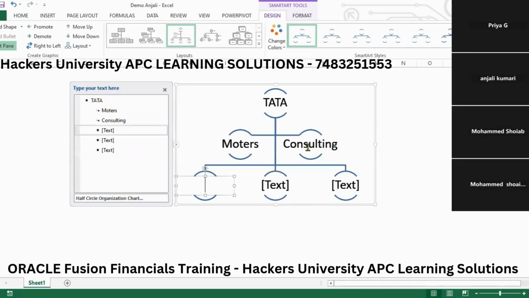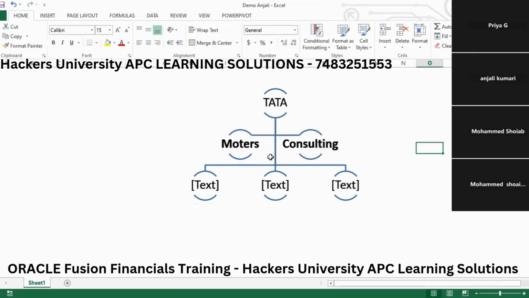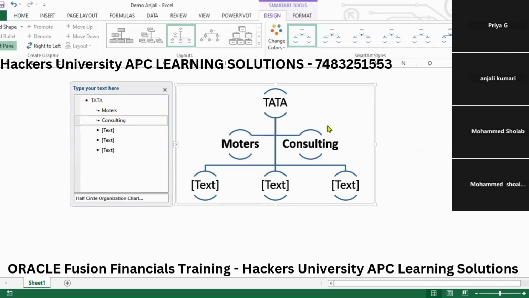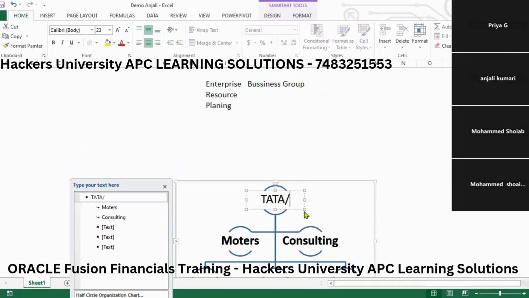So you said entity means we can say Motors is an entity of Tata Group which is registered in India, and Consulting is an entity which is registered in USA. Now let's understand, these are two different entities. Under that, you may have multiple business units, which we will discuss. So first we understand enterprise is nothing but a business group. It can be Tata, Reliance, Birla, anything.